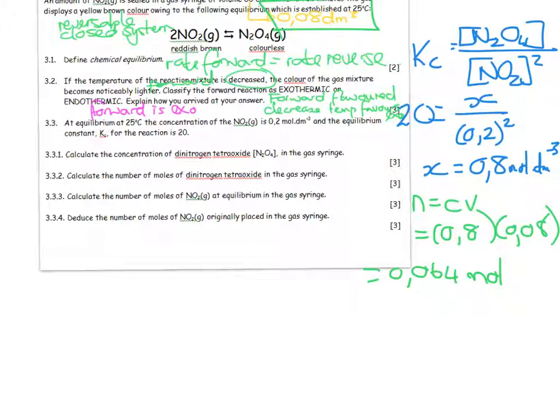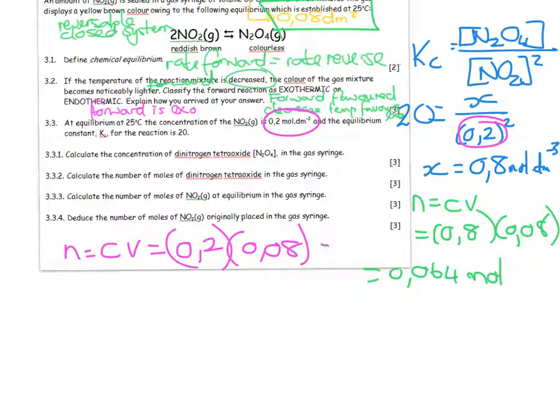Calculate the number of moles of NO2 in that gas syringe. Number of moles is equal to the concentration times the volume. And the concentration is going to be equal to 0,2 because they gave it to me. The volume is 0,08, and I land up with 0,016 moles.